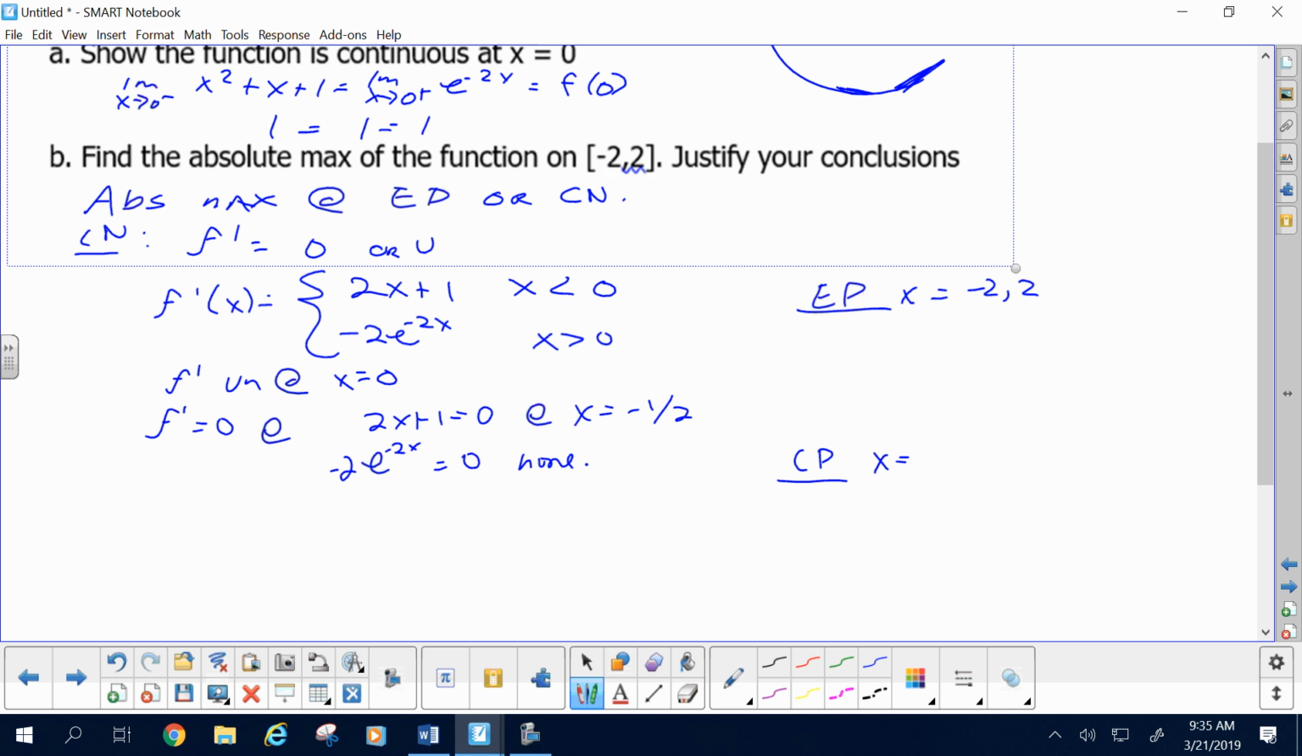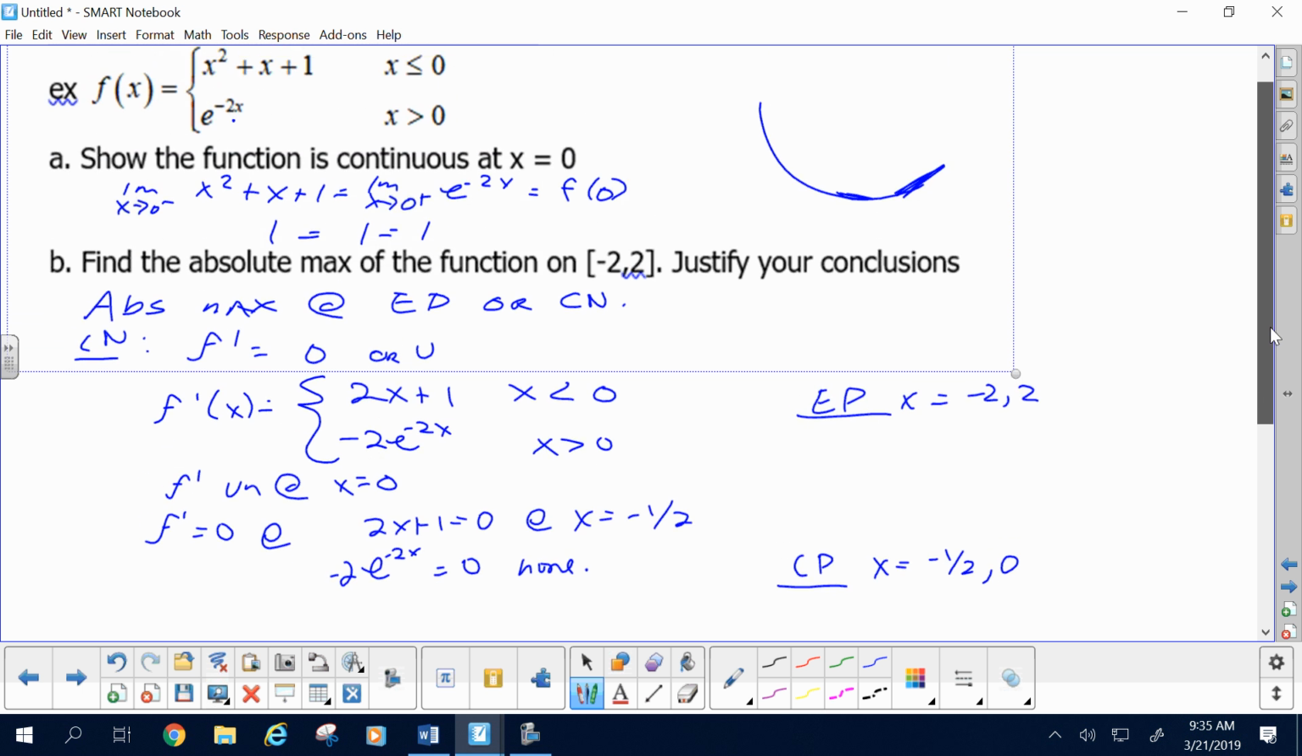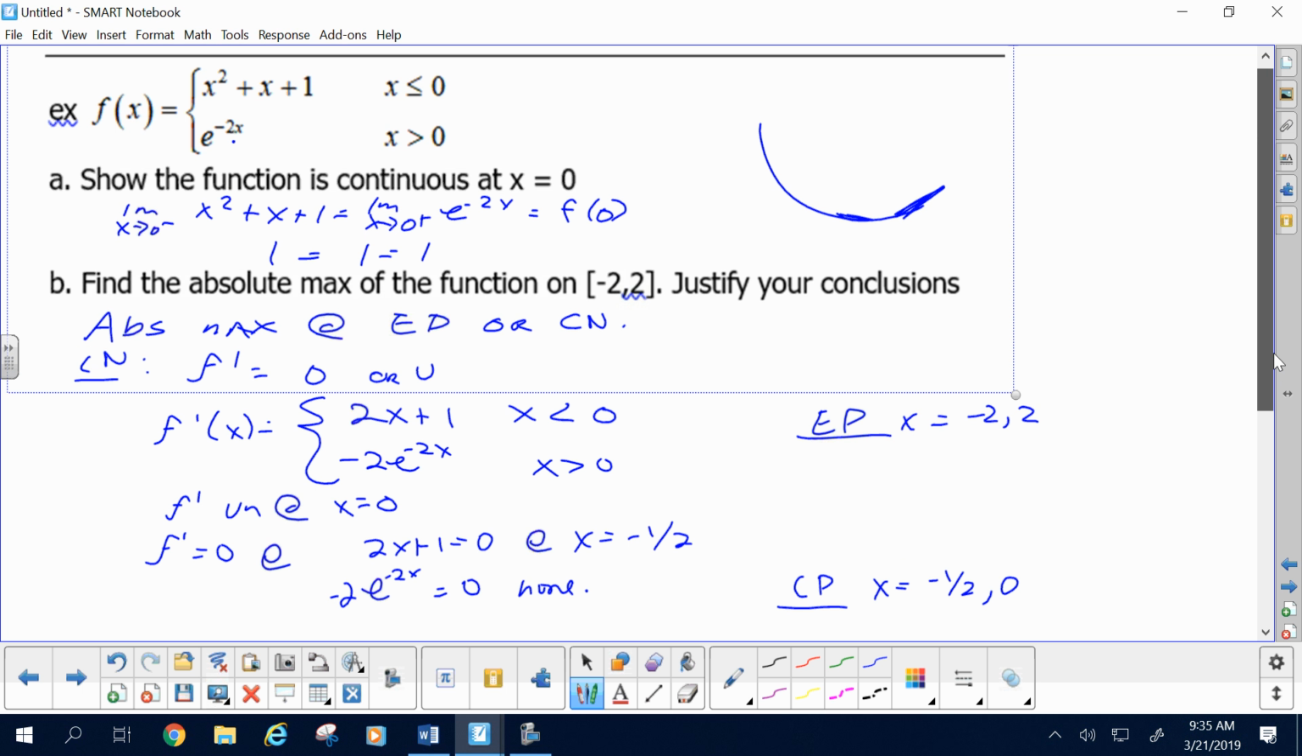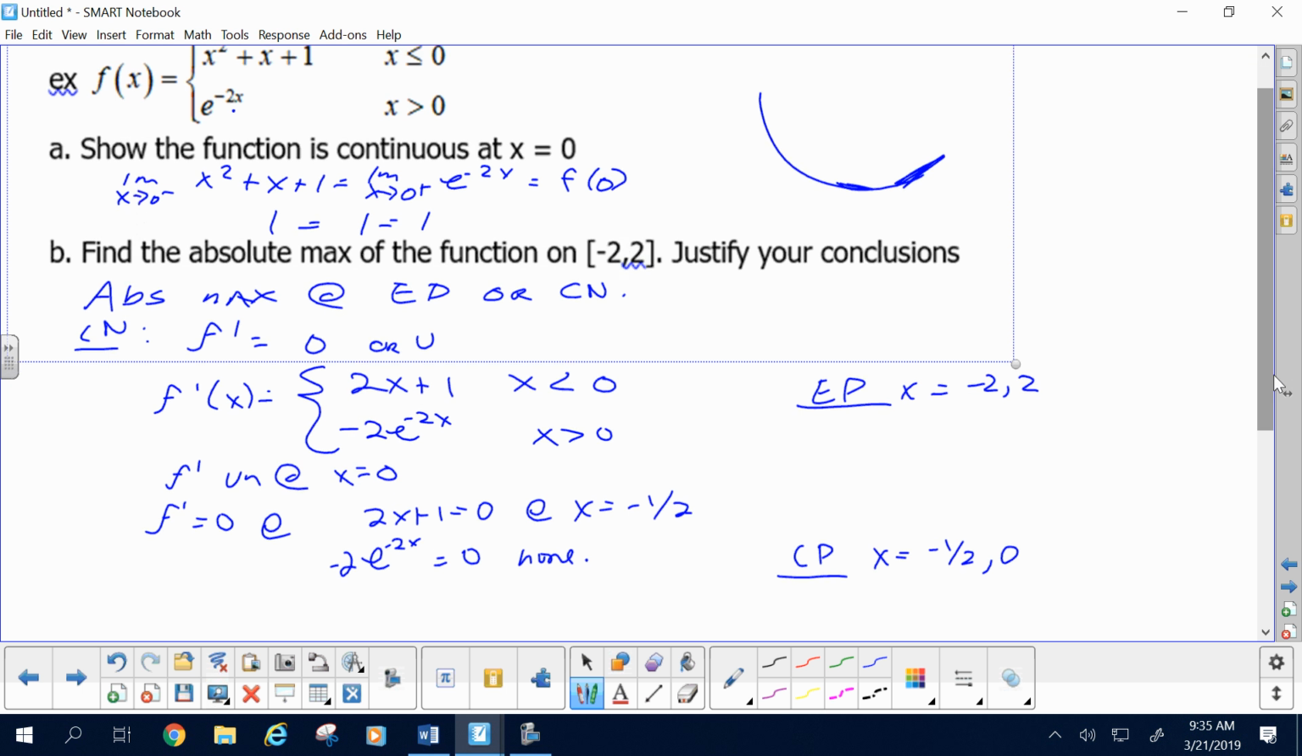what are our critical points again? -1/2 and 0, right? All right, great. Now then, what do I do? Am I done? Okay, so now what do I do? You plug them in the appropriate places to find their values.